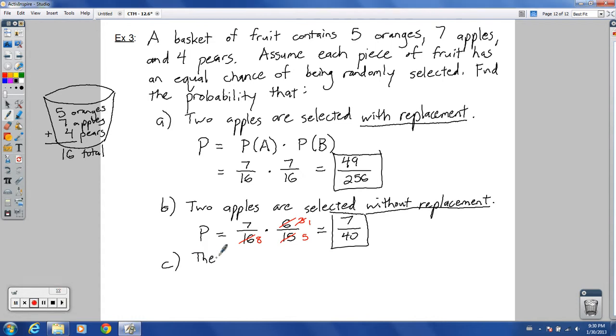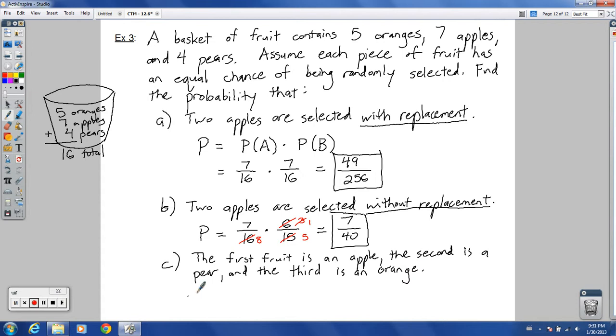Let's say the first fruit is an apple. The second is a pear. And whoa, Mr. Wagner, yes, we are picking 3 pieces of fruit in a row. Amazing, I know. And the third is an orange. So what is the probability of that happening? Boom, boom, boom. What is the chance of getting an apple, then a pear, then an orange?